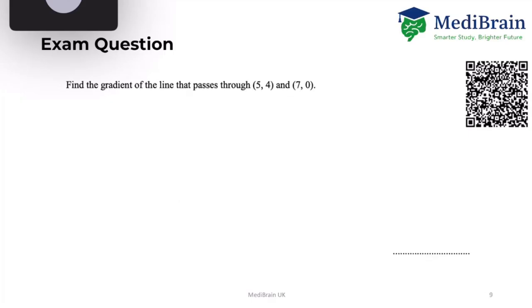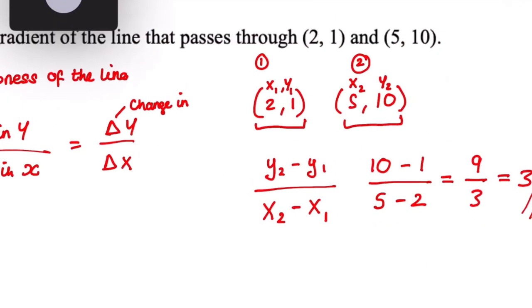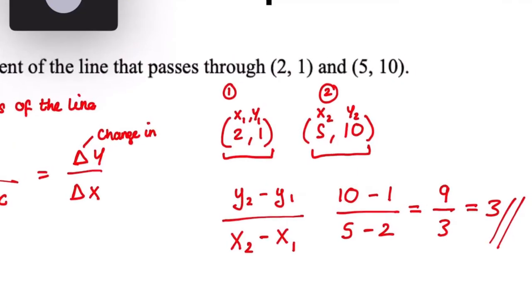Okay, so I'm going to go through this example once again for those of you who don't quite understand. Working out the gradient means finding the steepness of the line. Because the gradient means the steepness of the line, to work it out you're going to do the change in y divided by the change in x. So you're going to write out your two coordinates. We had 2, 1 and 5, 10.